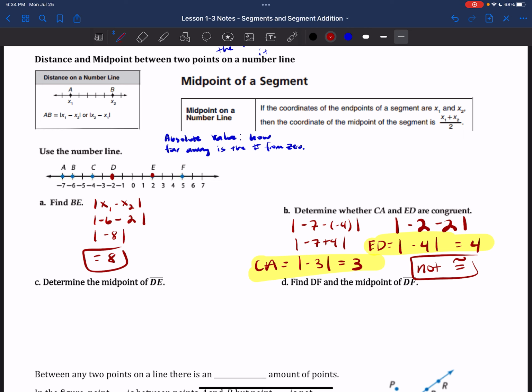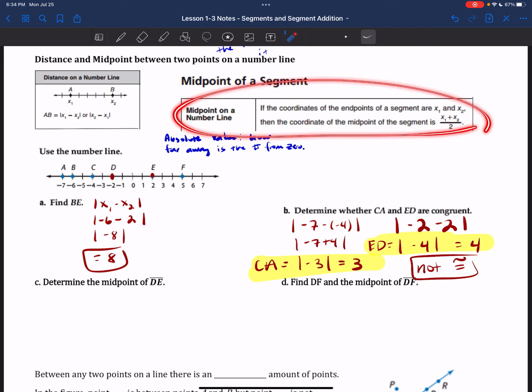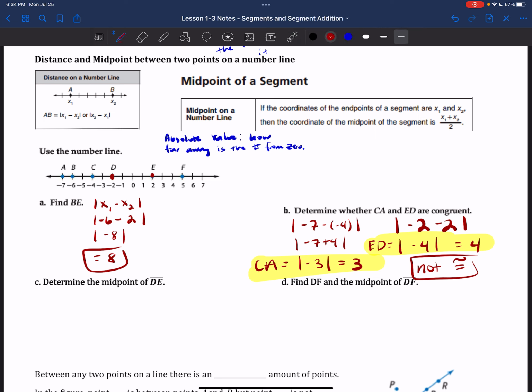Okay, let's take a look at C. It says determine the midpoint of DE, or line segment DE. Again, we're taking a look at the midpoint. Our midpoint formula is right here. I'm taking the average between the 2 points, the middle, right? So DE, again, is right here. So all I have to do is use my formula, x sub 1 plus x sub 2 all over 2.